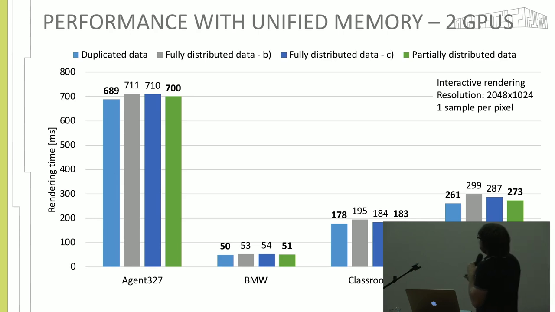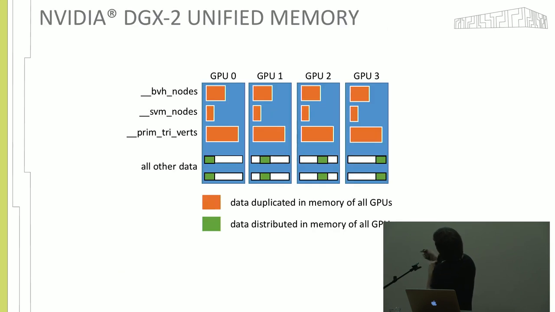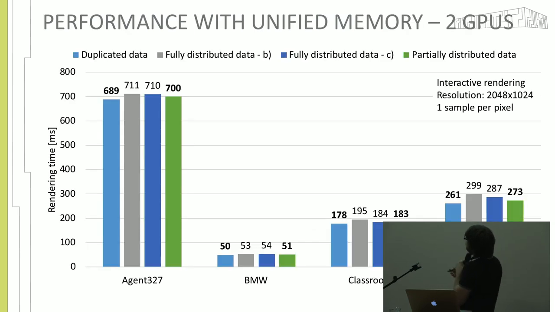So this is the baseline. This is, again, the time to render one frame, for two GPUs. This is if you duplicate data. And this is the case for this picture, where I have these three arrays duplicated and all others distributed. You can see that the impact is quite small for mostly all the scenes.